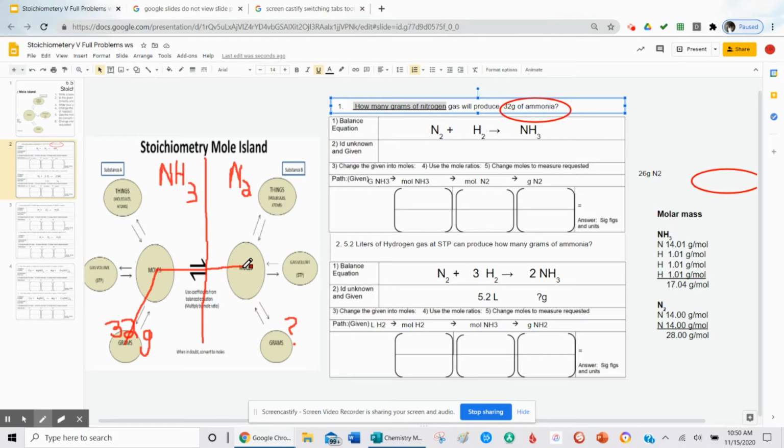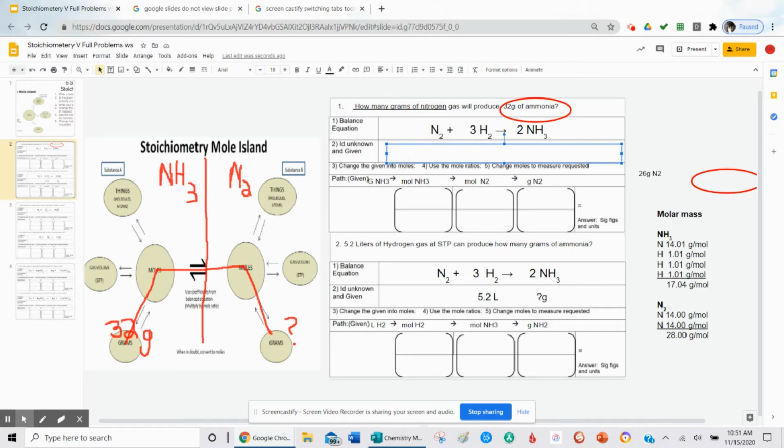And then we're going to go from moles of nitrogen to grams of nitrogen, and those are simple mole conversions. So the first thing we need to do is balance this equation, and you're going to find out that you probably need a 3 there, and you probably need a 2 there. Okay, so that's balanced.